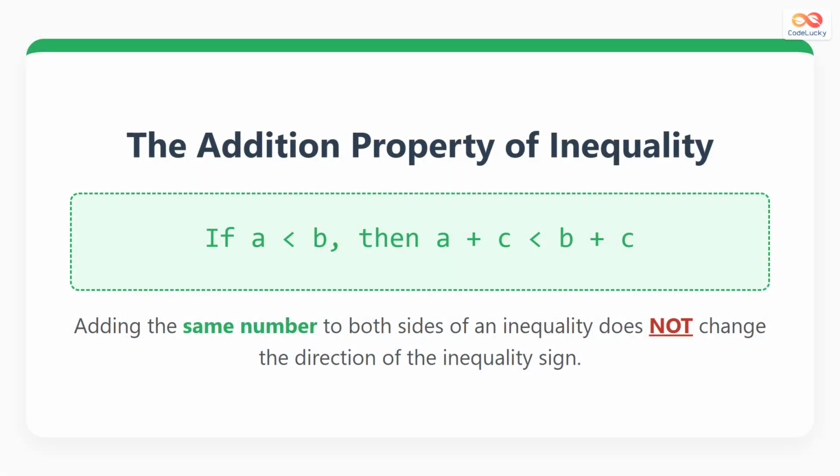Here is the core rule. If A is less than B, then A plus C is also less than B plus C. In simpler terms, if you add the same number to both sides of an inequality, the statement remains true and the inequality symbol does not change direction. It stays exactly the same.